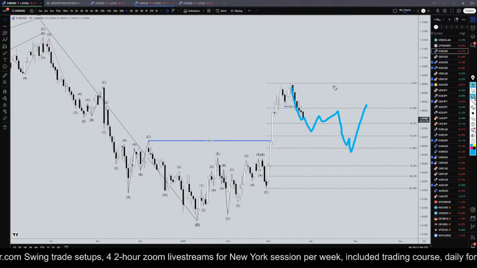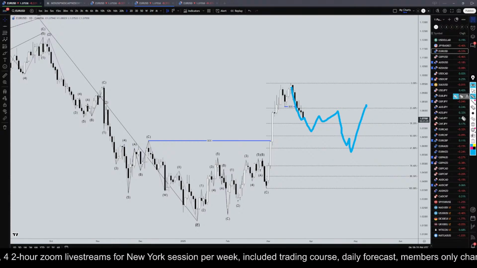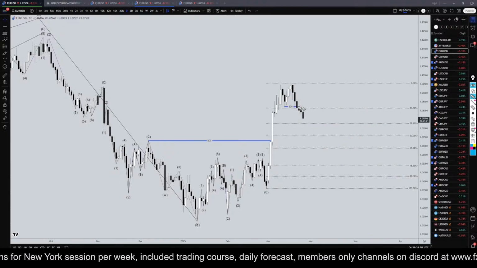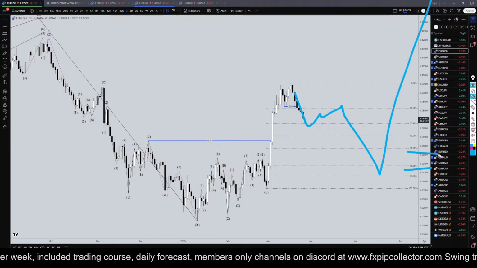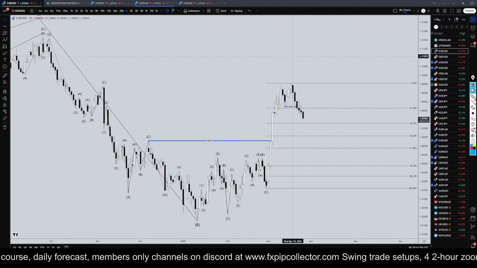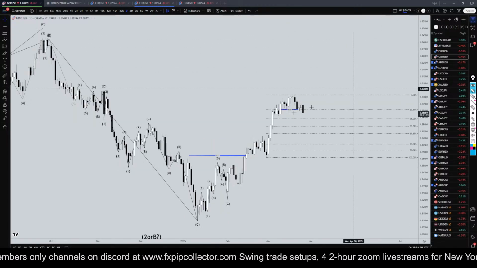So I don't really care whether it's continuing the downtrend or whether it's making a correction. Possibility number one, I'm looking for shorts. Possibility number two, I'm looking for shorts. Until I see three waves down, the Fibonacci bounce, then I'll start looking for longs again. So I don't really care what it does, honestly. You've got to be flexible with your analysis.